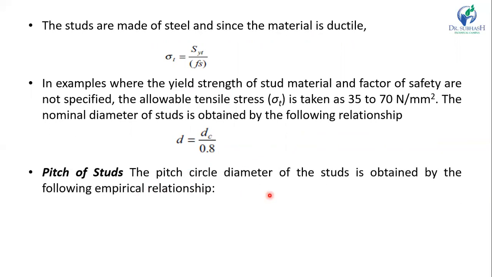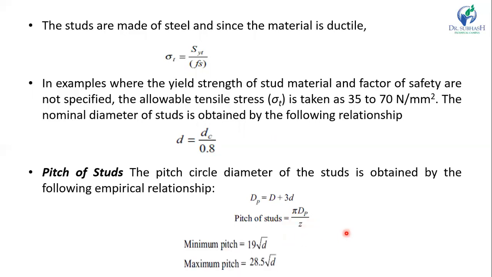Then the pitch of the stud. The pitch circle diameter of the stud is obtained by the empirical relation dP equals D plus 3d. Therefore the pitch of the stud is equal to pi dP by Z, where Z is the number of studs. The minimum pitch is equal to 19 root d and the maximum pitch is equal to 28.5 root d. From these empirical relations, you can find the pitch of the stud.